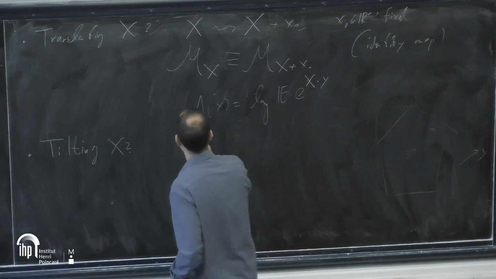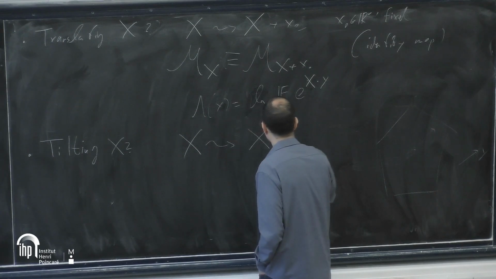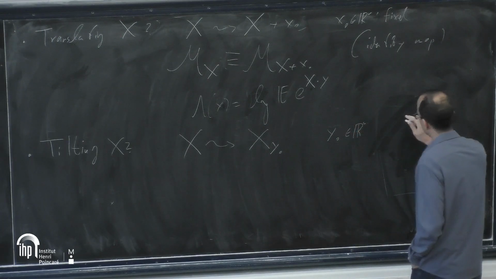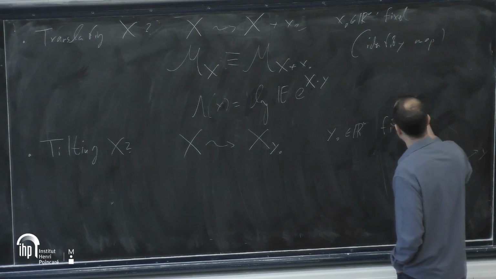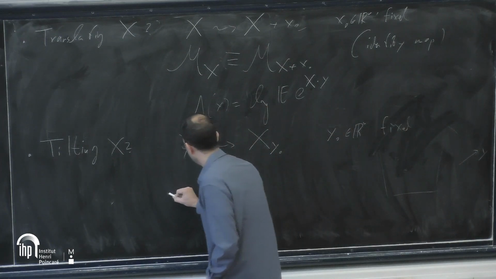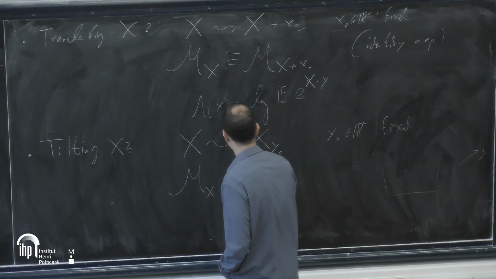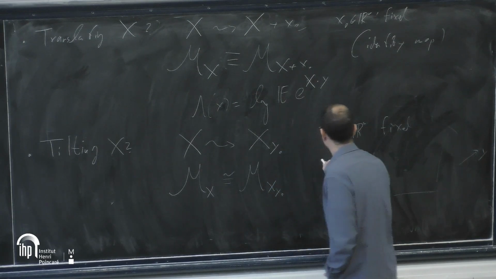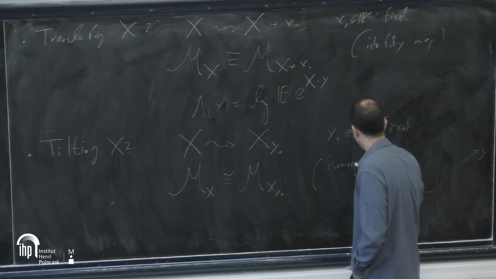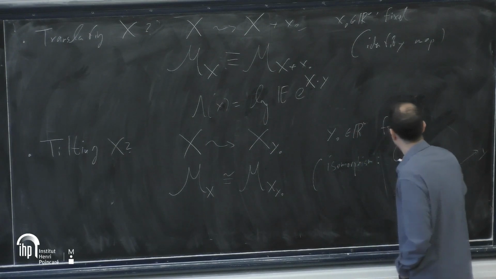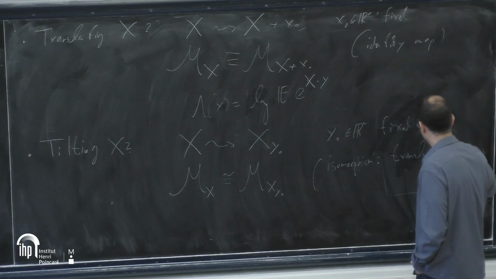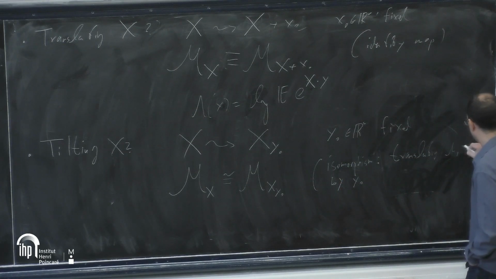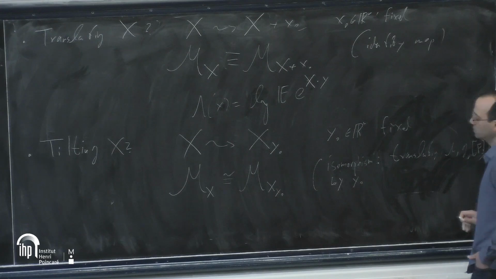So what happens if I replace x by the tilt of x by y naught, for some fixed vector y naught? I claim that again the packages are equivalent, but this time the isometry is not completely trivial. It's not the identity. The isomorphism is translation by y naught. So you translate the set omega, the metric G, everything, by y naught.